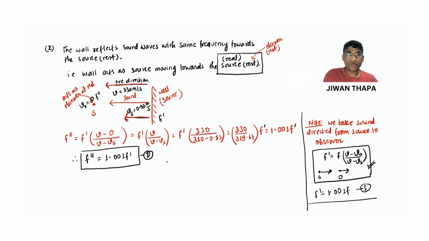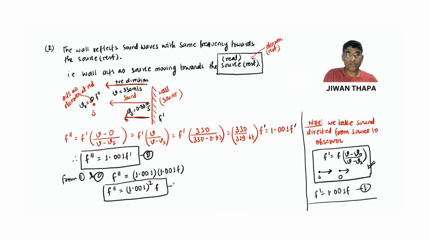So what do we do now? From 1 and 2, we can write f double dash equals 1.001 times f dash, and f dash is 1.001 f. Therefore, f double dash equals 1.001 whole power 2 times f. So let us call it equation 3.